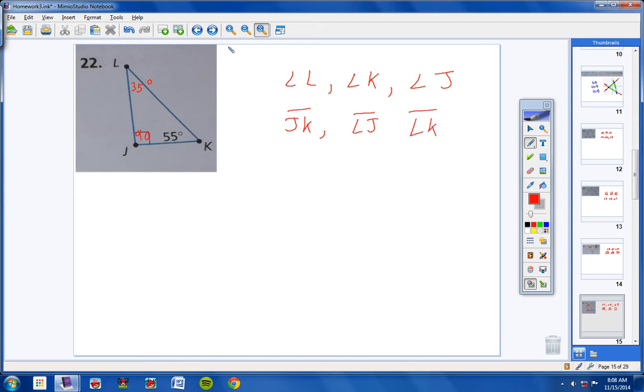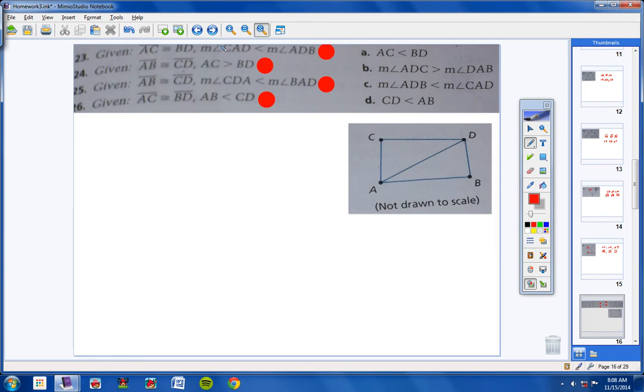Okay, and moving on. Numbers 23 through 26. These are really good problems here, so please pay close attention, okay? They give you this right here, and they want you to see what conclusion you can come up with. Okay, so we know AC is congruent to BD. So here's AC, here's BD, okay? They're congruent. Now we know this side here is congruent to itself.